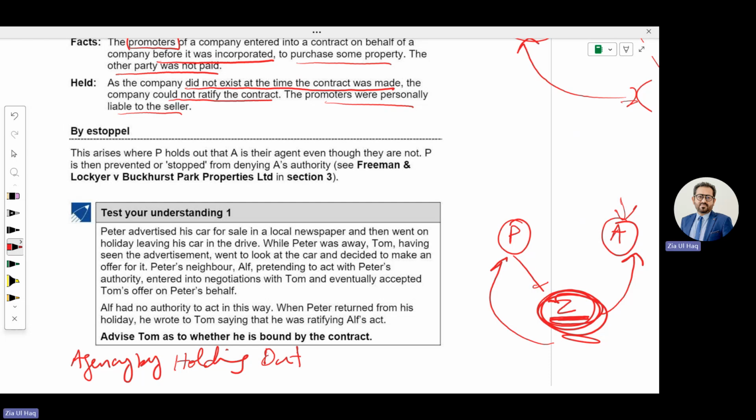In estoppel, the principal speaks, he is my agent, while he is not his agent. In holding out, the agent speaks to the public, I am agent of him, while he is not an agent. In both cases, the principal will be liable for any loss of property and will not be able to deny. So agency by estoppel arises where the principal holds out that A is their agent even though they are not. P is then prevented or stopped from denying A's authority. He will not be able to deny after that if he performs something.